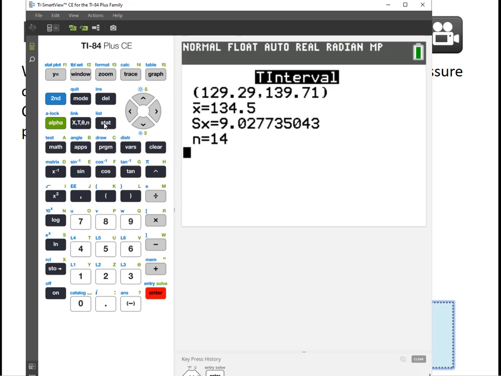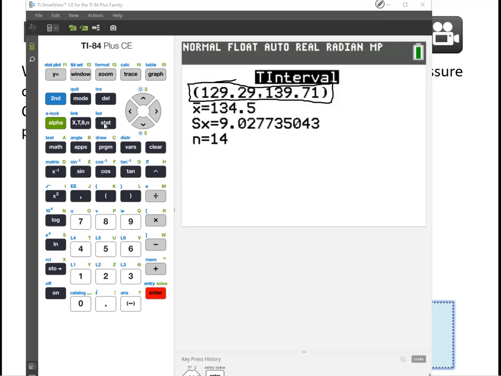So here we have my readout, and my answer is going to be that first entry here with those 2 numbers inside the parentheses. All right, those represent my confidence interval. So the answer on the readout is 129.29, comma 139.71 in parentheses.